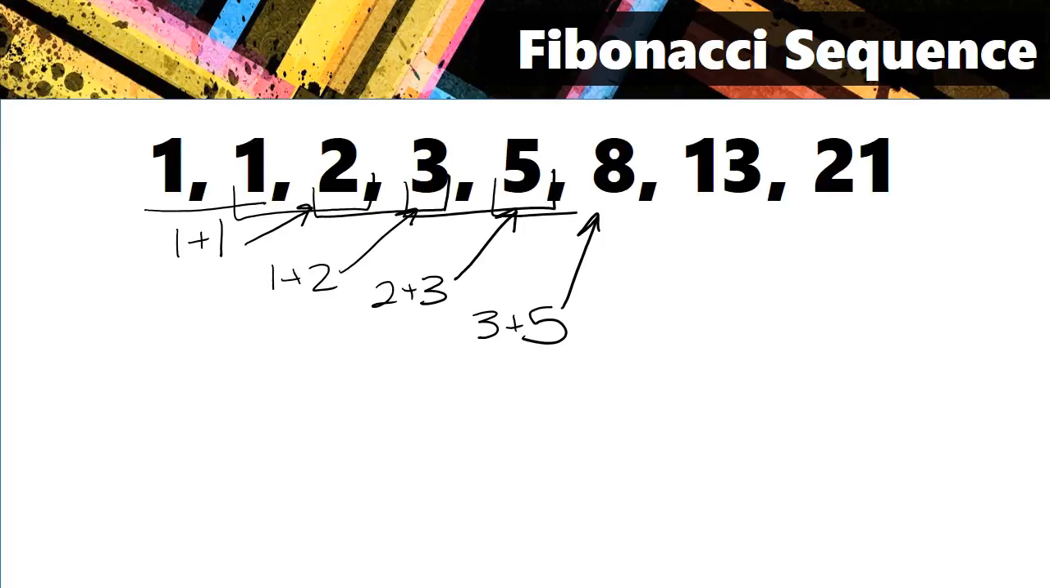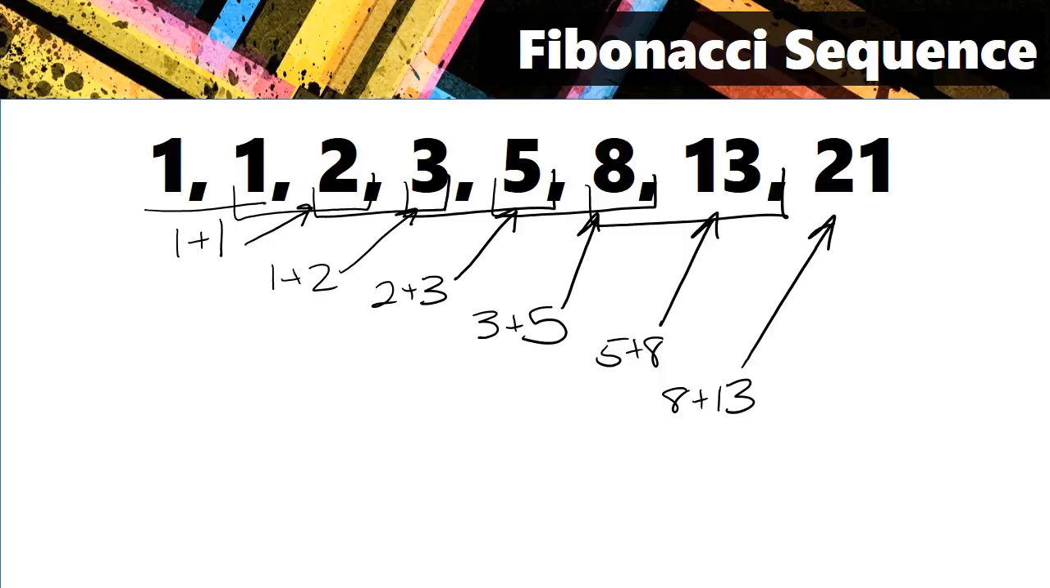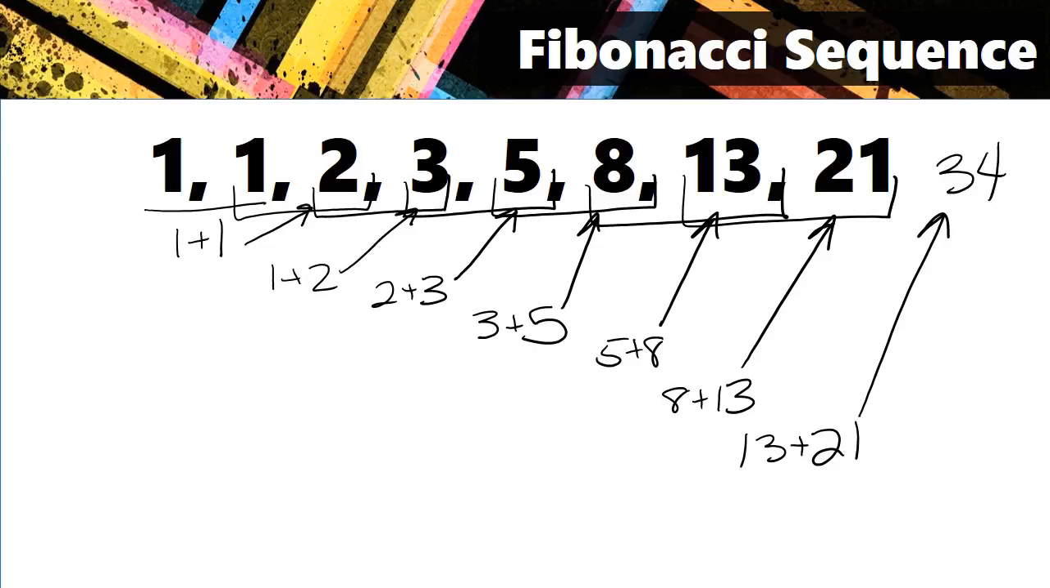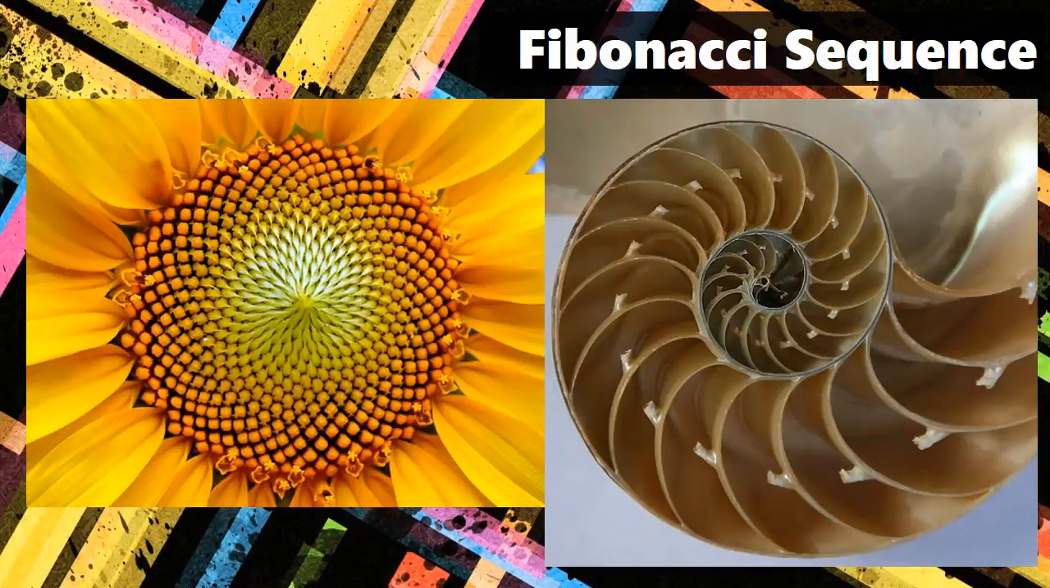Then we group the next numbers. 5 plus 8 gives us 13. And we group the next two numbers. 8 plus 13 gives us 21. And then when we group the next two numbers, 13 plus 21 is going to give us 34. And we keep going on and on with this sequence.